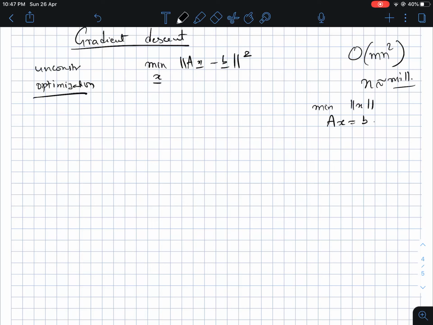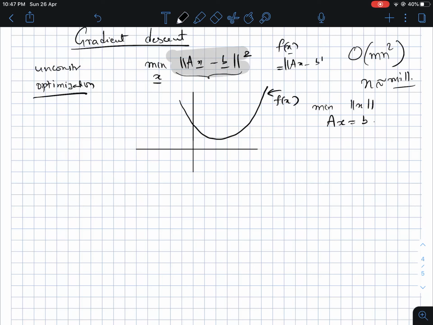So what is the idea here? To understand the idea, let's recall that this is actually a quadratic function. Let me just take the one-dimensional case to do an illustration. A one-dimensional quadratic function will look something like this. Let me try to draw it a bit better. I'm really bad at this. Okay, so this is the quadratic function, my function f of x. In our context, f of x here is the norm of Ax minus b, whole squared.